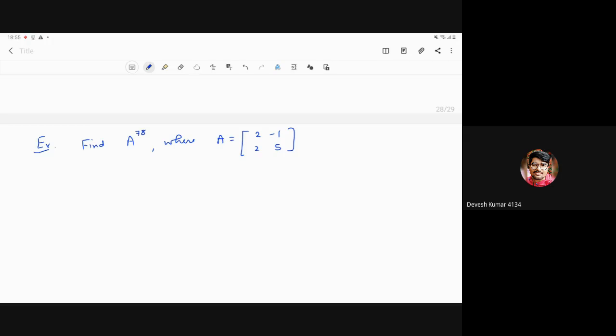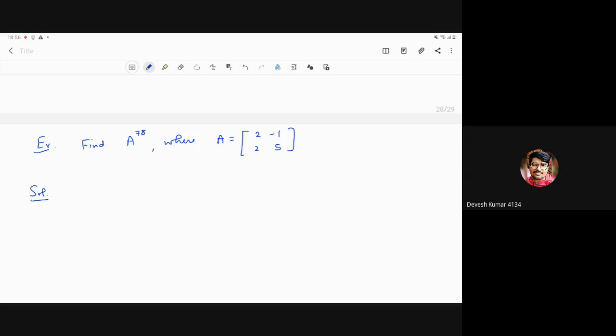But if you want to do it directly, you have to multiply A 78 times. Will you do that? You will never do that. So we have to do some smart work here. Let us use Cayley-Hamilton theorem to find A power 78 from this given A.